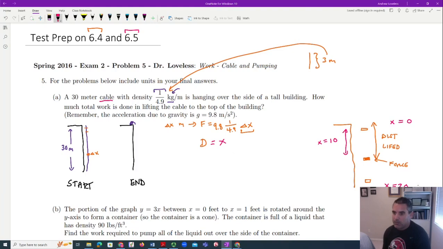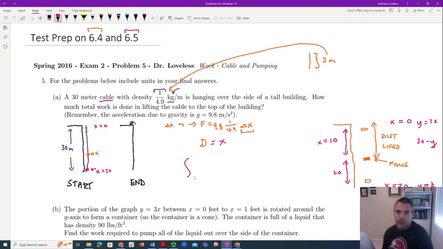If you labeled it the other way, where the bottom was 0 and the top was 30, then x equals 10 would be the same as y equals 20. And in order to get the distance lifted, you'd have to do 30 minus y. That's also correct. Either way, every single slice made it to the top. I'm going to label the bottom 30 and the top 0. So if you take a slice at 30, it makes it all the way to the top. If you slice at 2, the problem said it all made it to the top.